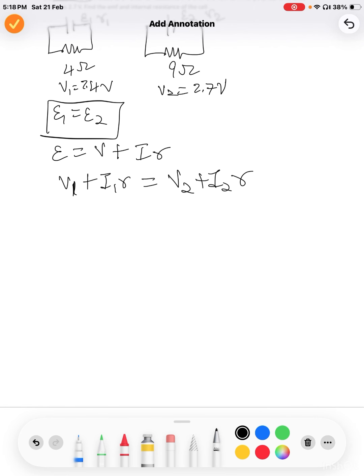Here we know the V values, but I1 and I2 values we don't know. So we have to find I1 and I2 values first. What is I1 and I2? How can we find? That is given from Ohm's law help. We can write I equal to V by R. So I1 equal to V1 by R1.